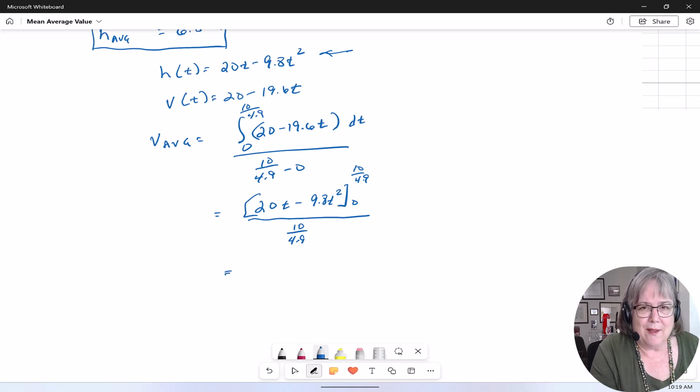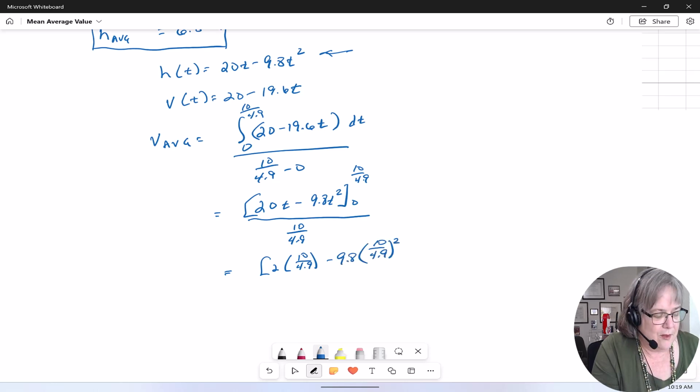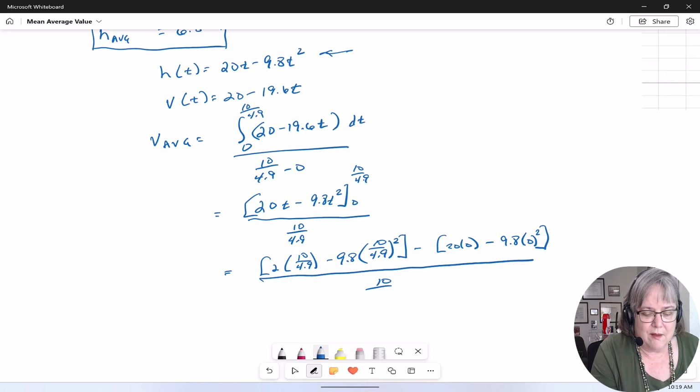So here we go. So we integrated, we got right back to where we started, which makes you kind of wonder what's going on, right? All right, so here we go. So we do the math, and we would have 20 times 10 over 4.9 minus 9.8 times (10 over 4.9) squared, minus 20 times 0 minus 9.8 times 0 squared, all over 10 over 4.9.